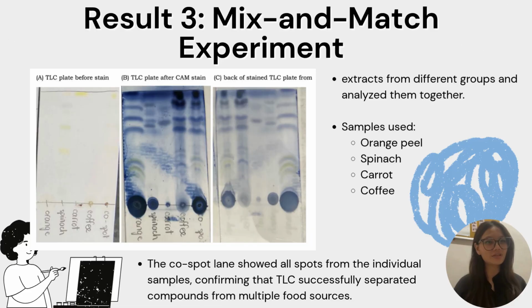Next is result 3, which is the mix and match experiment. Extracts from different groups are analyzed together. The samples that we use are orange peels, spinach, carrots, and also coffee. The co-spot lane shows all spots from the individual samples, confirming that TLC successfully separated compounds from multiple food sources.